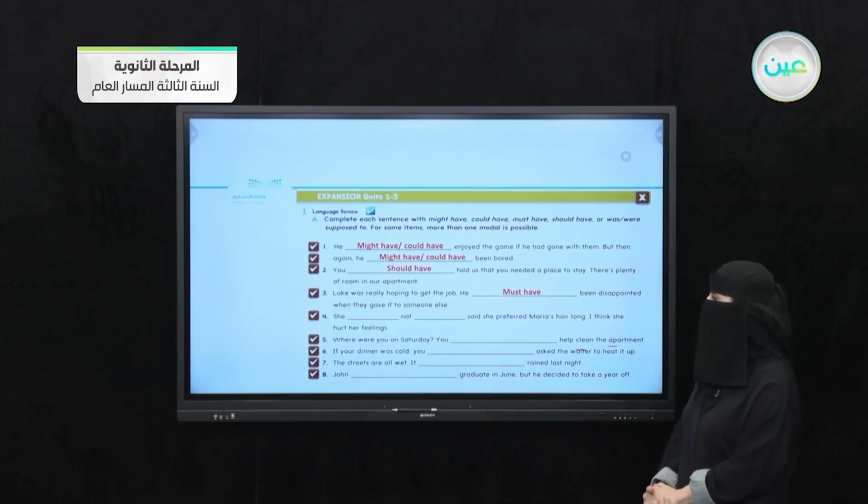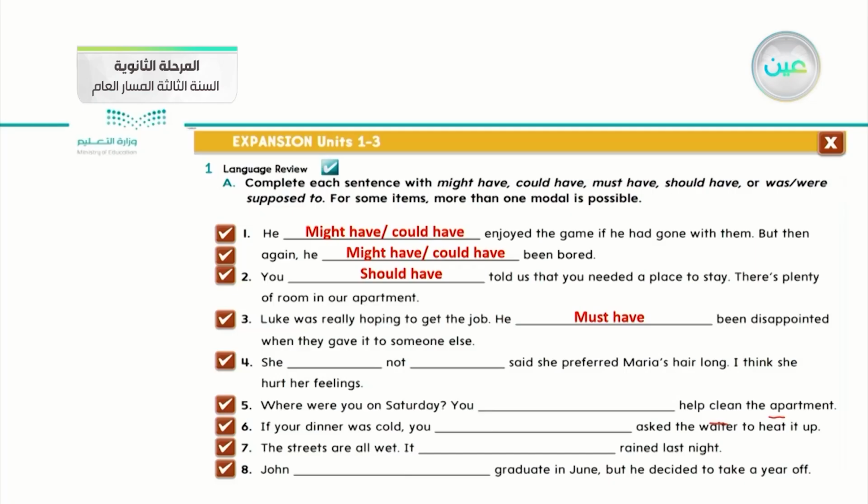Number four: She, space, not, space, said she preferred Maria's hair long. I think she hurt her feelings. So she should not have said she preferred Maria's hair long. I think she hurt her feelings.